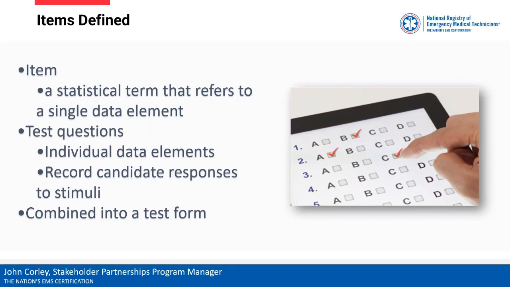That's all of our data sets, and they're combined into a test form. And that test form is what's going to give us the ability to determine whether or not the individual who is taking the examination is meeting the passing standard. A test question has a stimulus at the top, which is going to prompt the candidate to perform a behavior or to respond to the question. And then we're going to record that and make the determination.